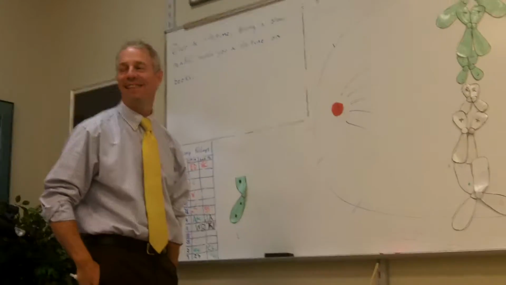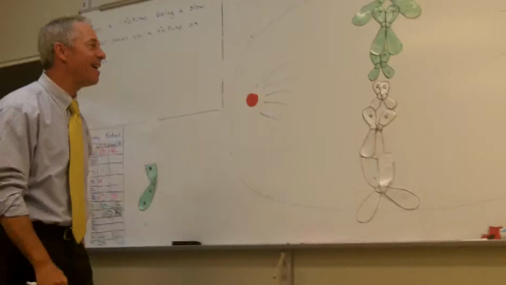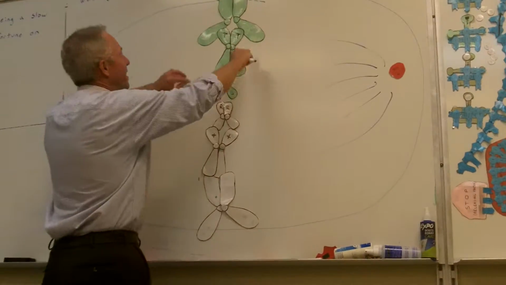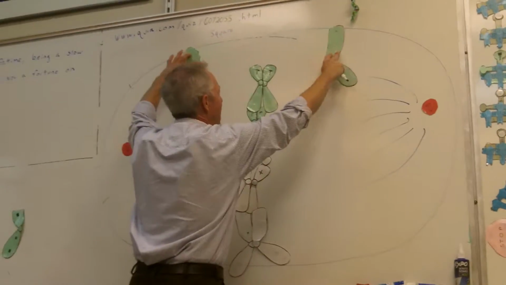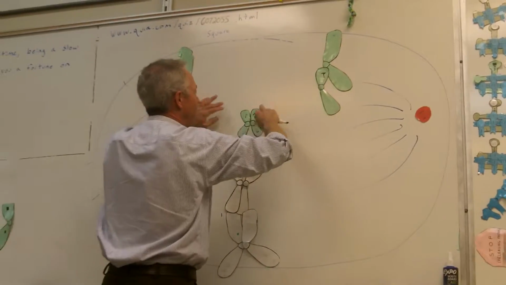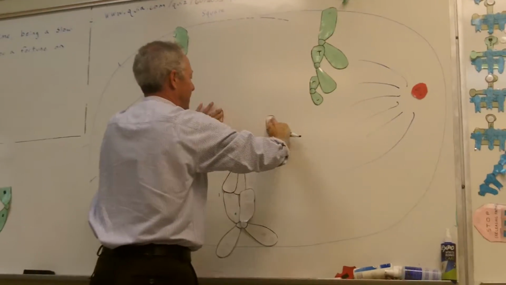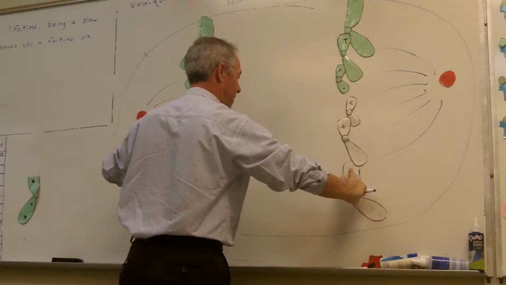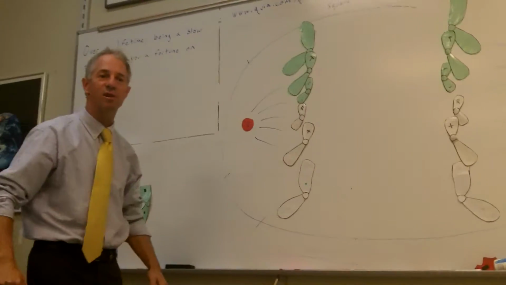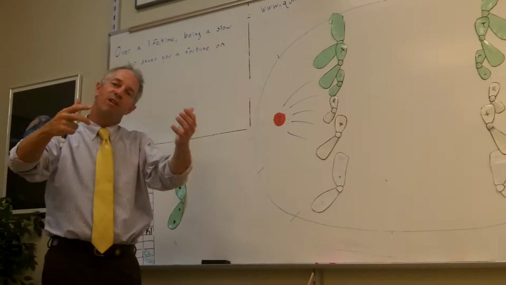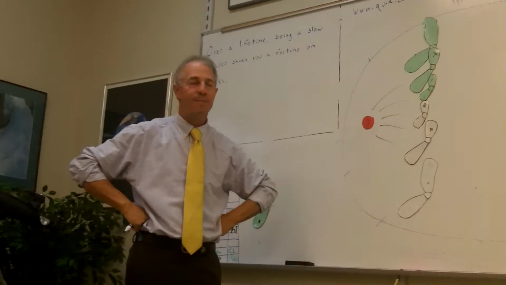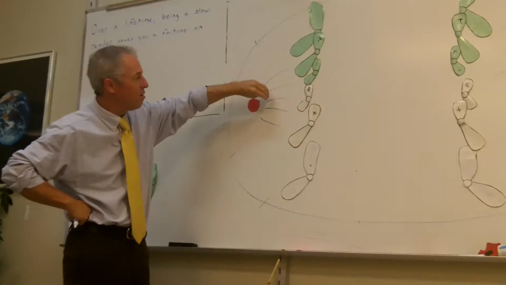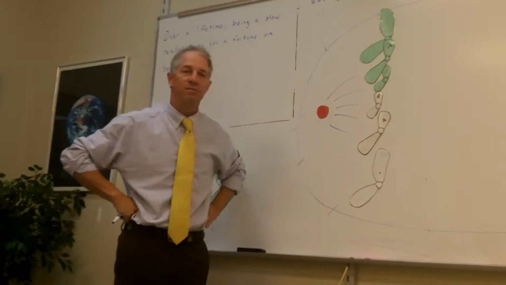What's next, Anna? Anaphase. Yeah. Anaphase, the chromosomes separate and move to opposite sides of the cell. They separate at the centromere, pulled by the spindle fibers. That's how they move. They're pulled along by the fibers. The fibers shorten, pull those chromosomes.